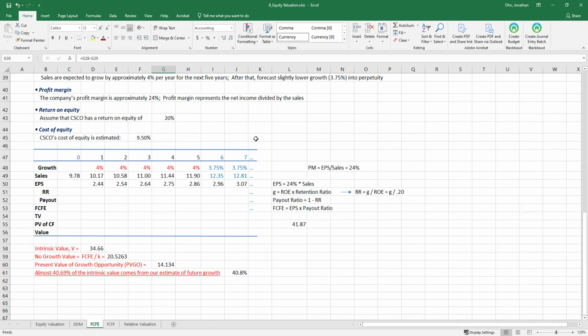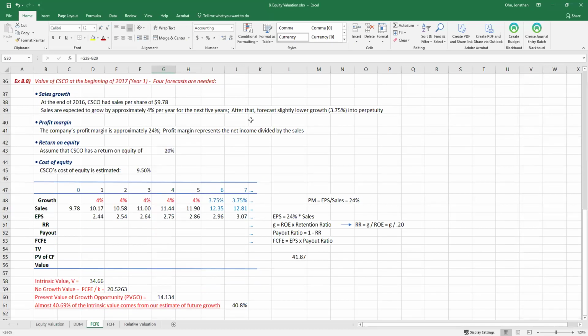Here, one piece of information, where is that? Return on equity there. The growth rate is here. We have to calculate return on equity and payout ratio because it is not given there. We have to use this formula, right? Growth rate is return on equity times retention ratio. So retention ratio is equal to growth rate divided by return on equity. You get it? We have to use this formula.